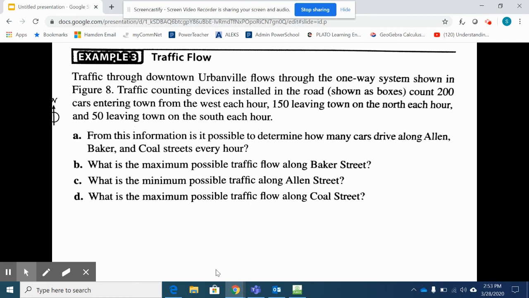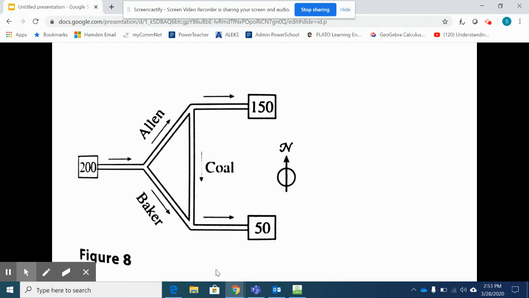So from this information, is it possible to determine how many cars drive along Allen, Baker, and Cole Street every hour? We're going to do this by trying to figure out how many cars actually are on each of those streets in this hour and represent it with a system and things like that. So let's look at the diagram.